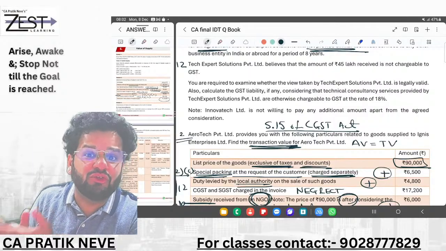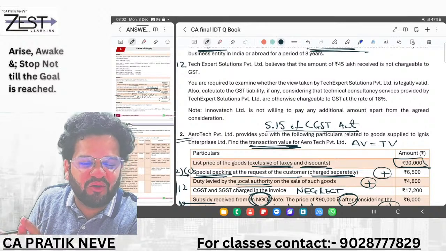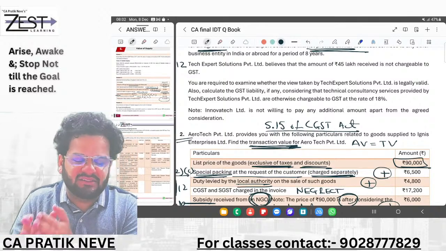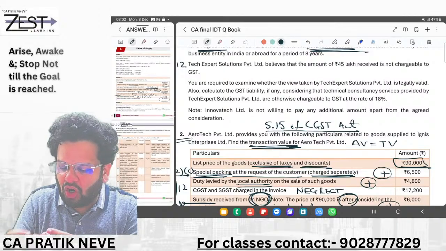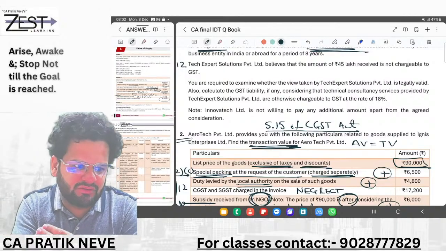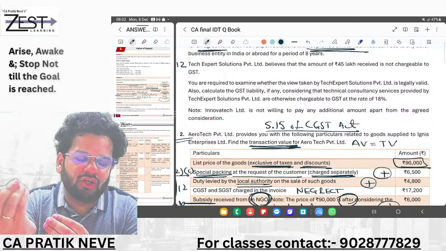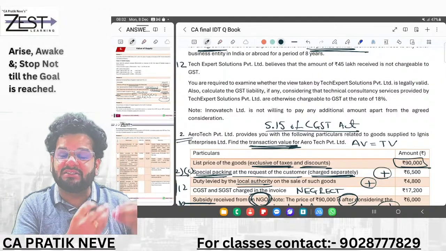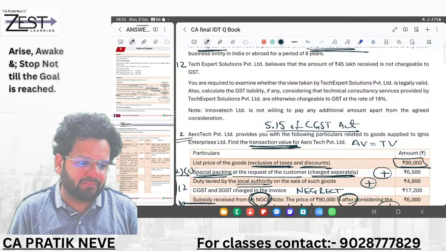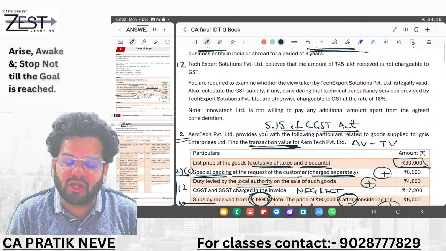What is Schedule 2 of the CGST Act? Certain activities are called as supply of goods but not supply of services, and certain activities are called as supply of services but not supply of goods.